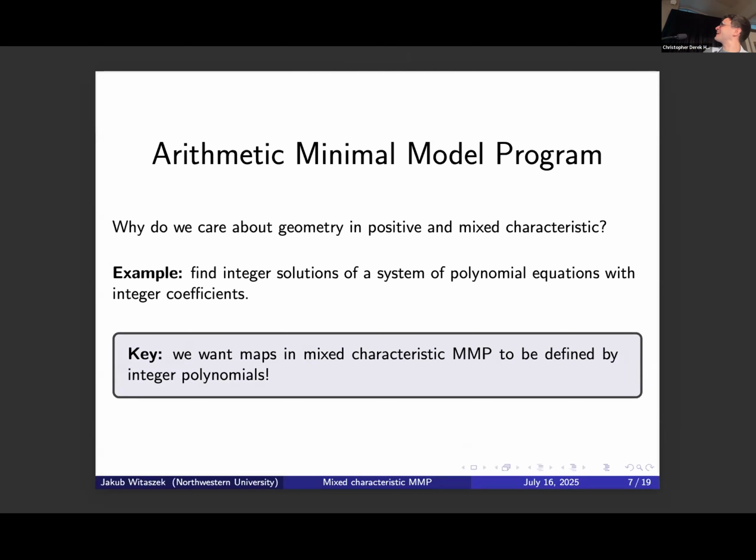And as much as I would like it, the MMP is not going to help you with Fermat's last theorem. However, it can still help you to decompose your problem into a series of more manageable ones. Okay, so let's turn on our imagination and imagine this system of polynomial equations to be a mixed characteristic variety. Let's run the minimal model program. It will decompose our variety into these three building blocks: Fano, Calabi-Yau, and general type.